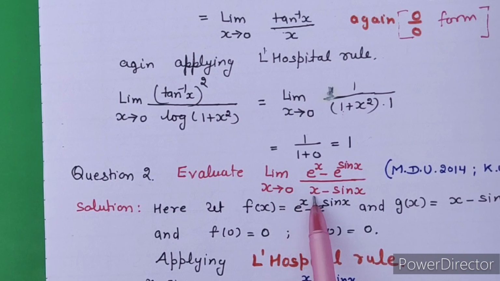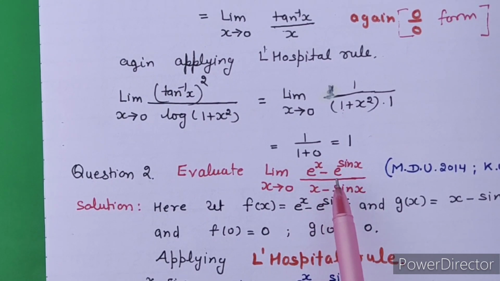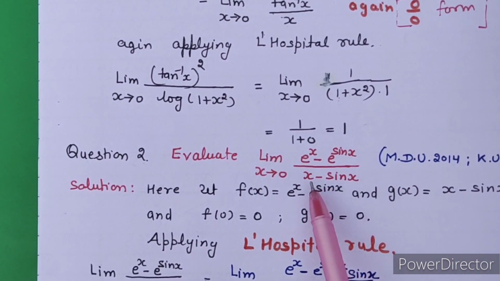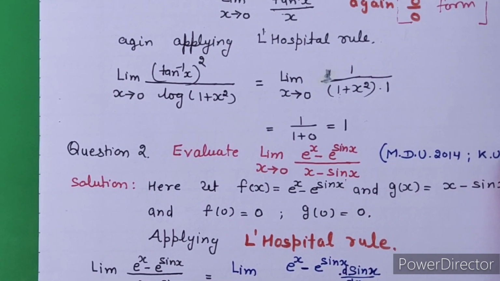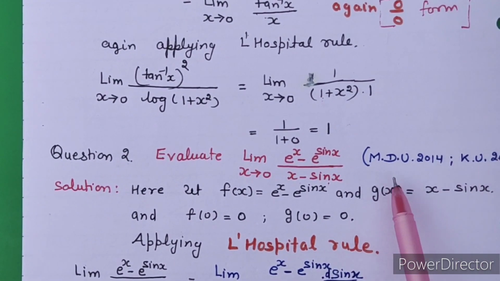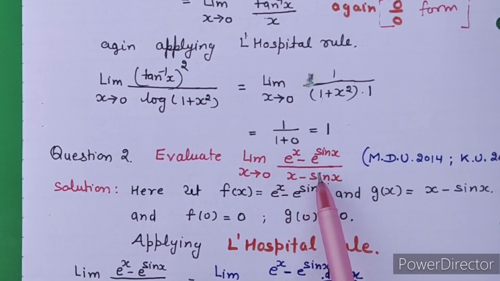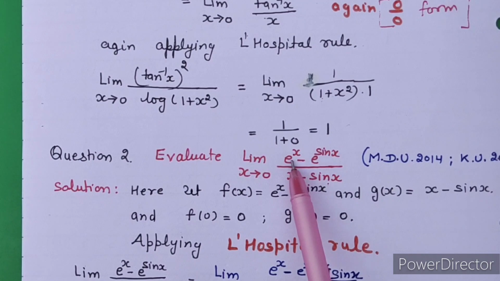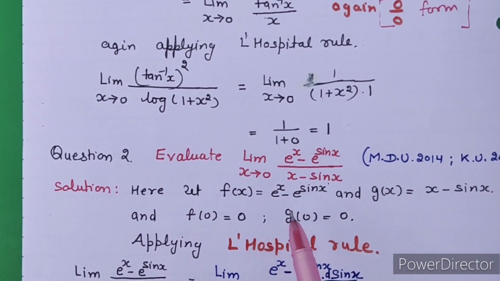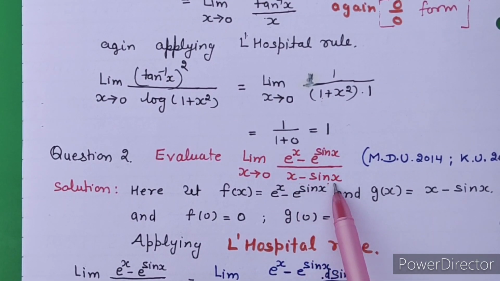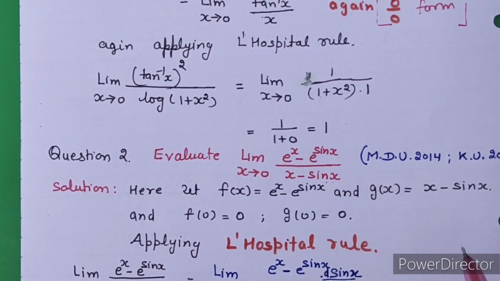The statement is, evaluate this limit: e^x minus e^(sin x) upon x minus sin x. So first of all you will find the f of x, and this is your g of x. F of x is e^x minus e^(sin x), and your g of x is x minus sin x. Okay, when I put the limit on both expressions, e^0 is 1, e^(sin 0) is e^0, that is again 1, 1 minus 1 is 0.